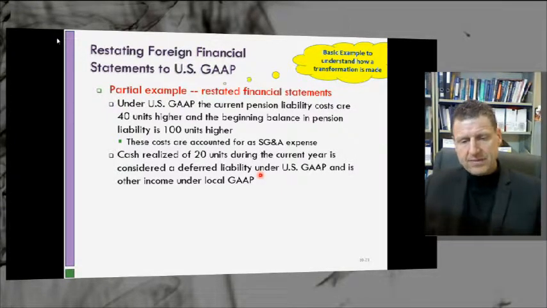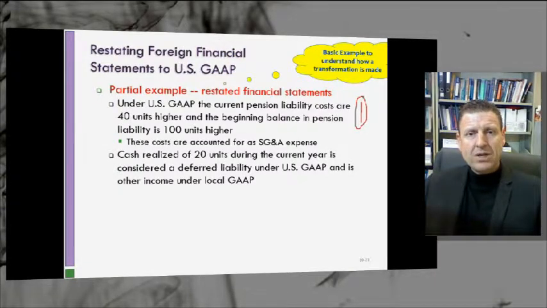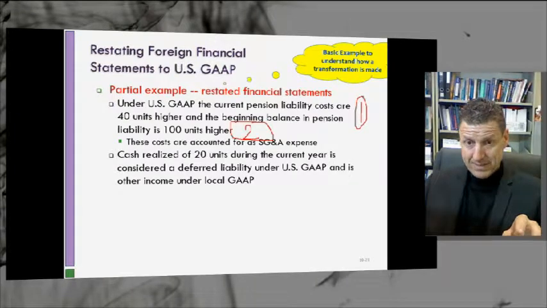So let's have a look at some of the calculations we've got here, shall we? Okay. So first we have pension liability costs. Let's do a 1. Pension liability costs here, 40 units higher. Beginning balance in pension liability is 100 units higher. So that's number 2, okay? So this is at the beginning balance. This doesn't affect income during the period, whereas the first item does affect income during the period.